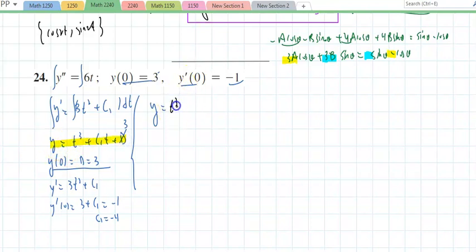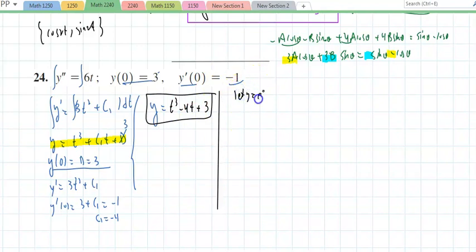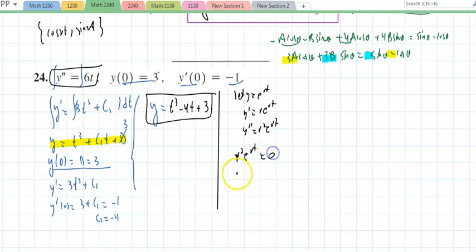y equals t cubed plus c sub 1 t minus 4t plus 3. And if you're not liking this, that's okay. You could say let y equal e to the rt, y prime is r e to the rt, y double prime is r squared e to the rt, and that means right there that r squared e to the rt equals 0. Well, e to the rt cannot equal 0. It must be that r squared equals 0. So e to the 0 is 1, and e to the 0 is 1 times t. y would be c1 plus c2t.